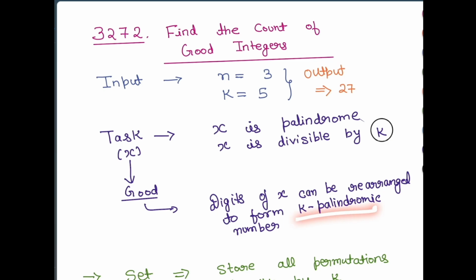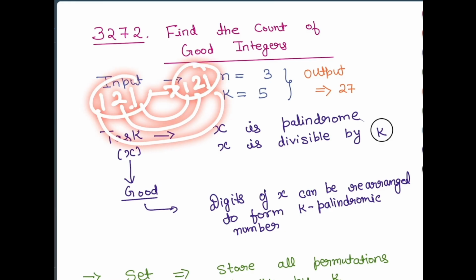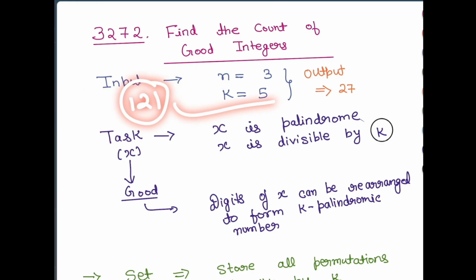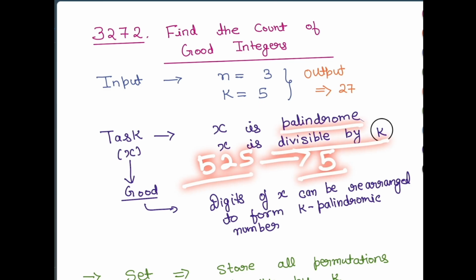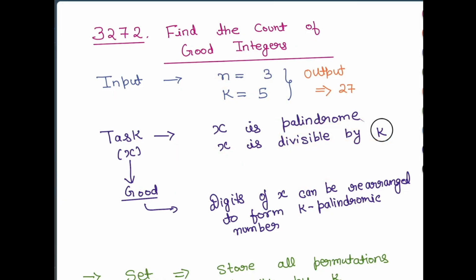A number is a k palindromic number if that number is a palindrome and is divisible by a number k, right? So what is a palindrome? Any number whose reverse is the same. For example, 121. The reverse of 121 is 1, 2, and then 1, right? So 121 is equal to 121. It means that 121 is a palindromic number. And any number is a k palindromic number if that can be divided by k, right? What is k? K is given in the input. So 121 is not a valid k palindromic number because although 121 is a palindrome, it is not divisible by k. But 525 is a k palindromic number because this is a palindrome, right? And this can be divided by k, that is 5. So 525 can be divided by 5, and that's why this is a k palindromic number.